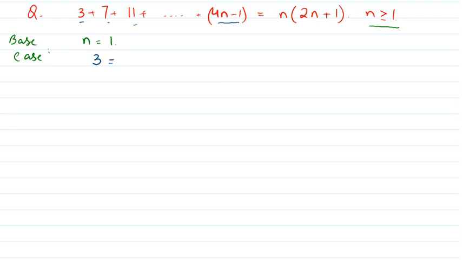On the right hand side we have 1 here, that is putting n equals to 1, 2 times 1 plus 1. So this is in fact 1 times 2 plus 1, which is in fact 3. So base case holds here, which is for n equals to 1. Now inductive step.